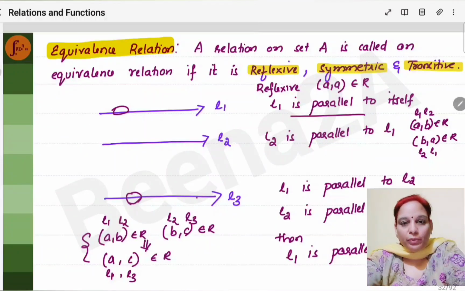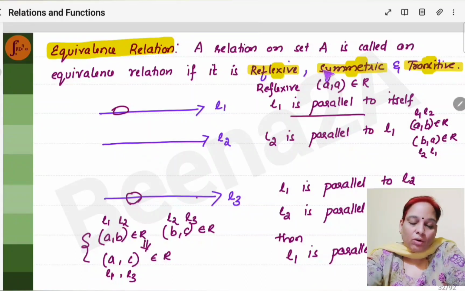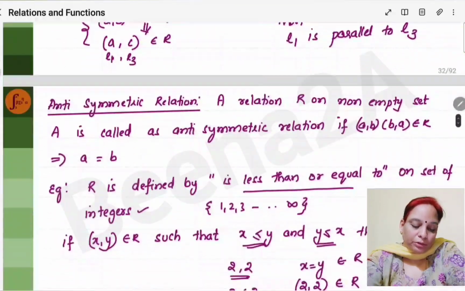Now what is an equivalence relation? A relation which is reflexive, symmetric and transitive. So if the relation is reflexive, symmetric and transitive, that is, all three types of relations are satisfied, then you can call that relation an equivalence relation. So now let's get into the problems.